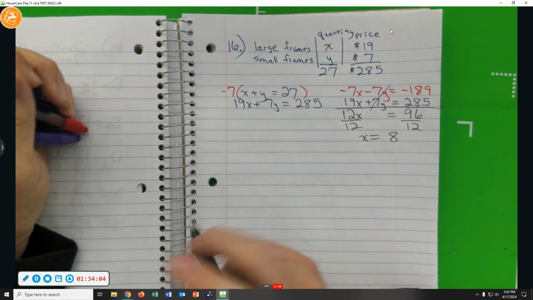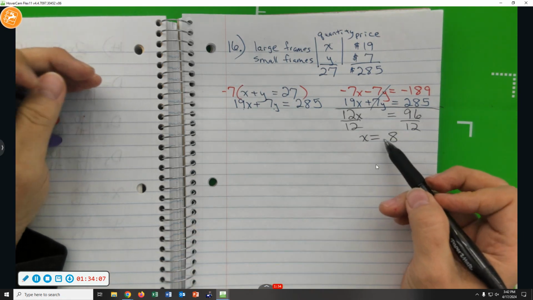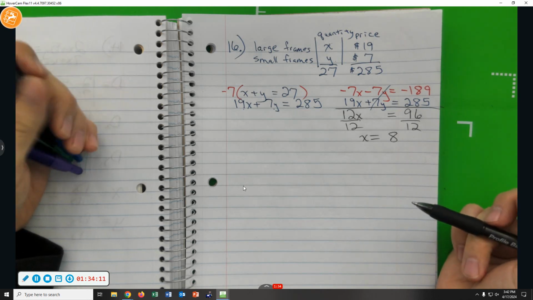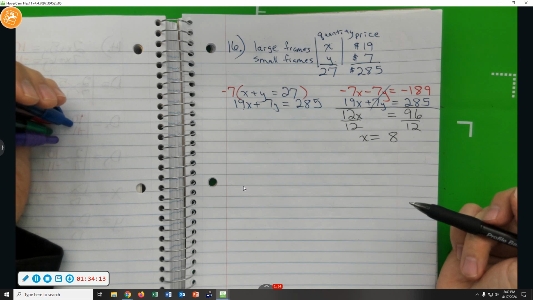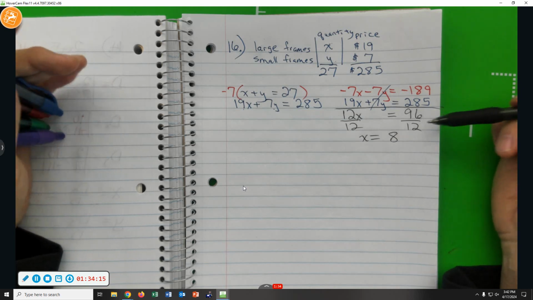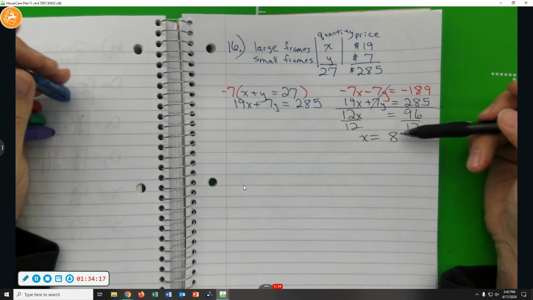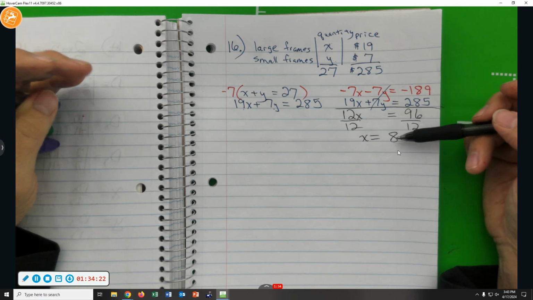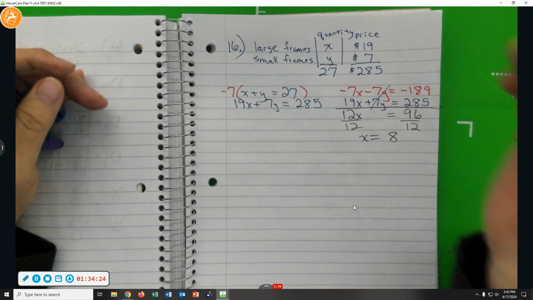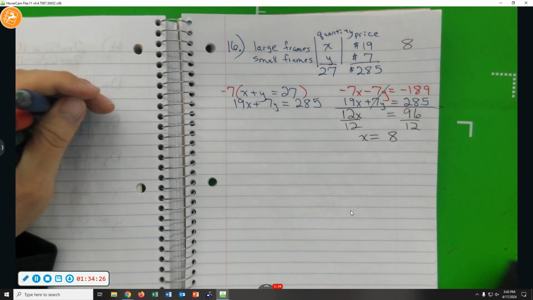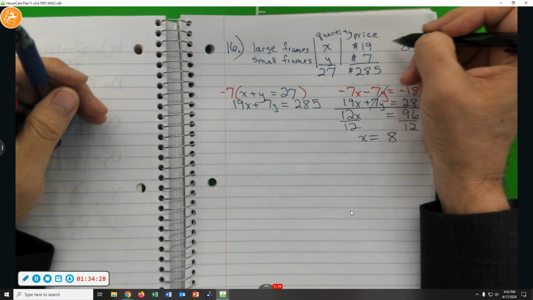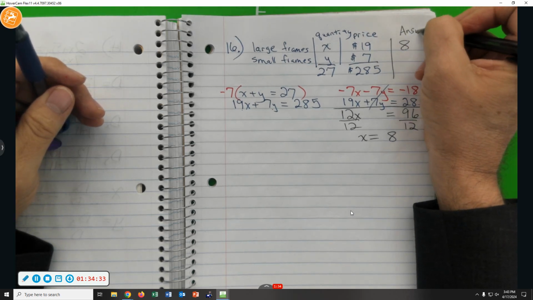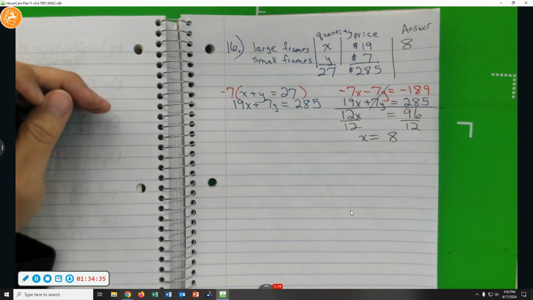Now realize, suppose you'd gone through this and you got a negative 8. Would that be okay? You can't buy a negative number of frames. You can't buy a fractional number. This has to be a positive integer. So that means she bought 8 large frames. So you draw a bar and write answer. She bought 8 large frames.